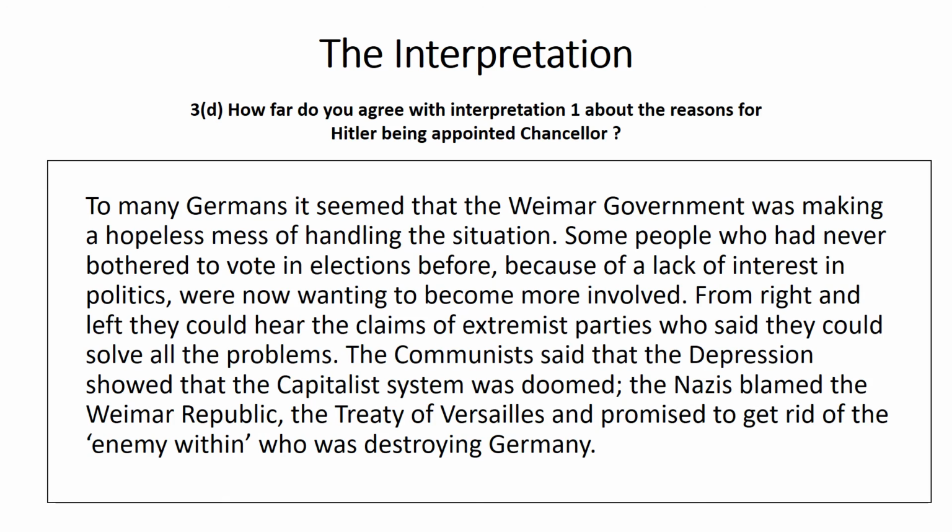So it says, to many Germans, it seemed that the Weimar government was making a hopeless mess of handling the situation. Some people who had never bothered to vote in elections before because of a lack of interest in politics were now wanting to become more involved. From right and left, they could hear the claims of the extremist parties who said they could solve all the problems. The communists said that the Depression showed that the capitalist system was doomed. The Nazis blamed the Weimar Republic, the Treaty of Versailles, and promised to get rid of the enemy within who was destroying Germany. So that's the interpretation.